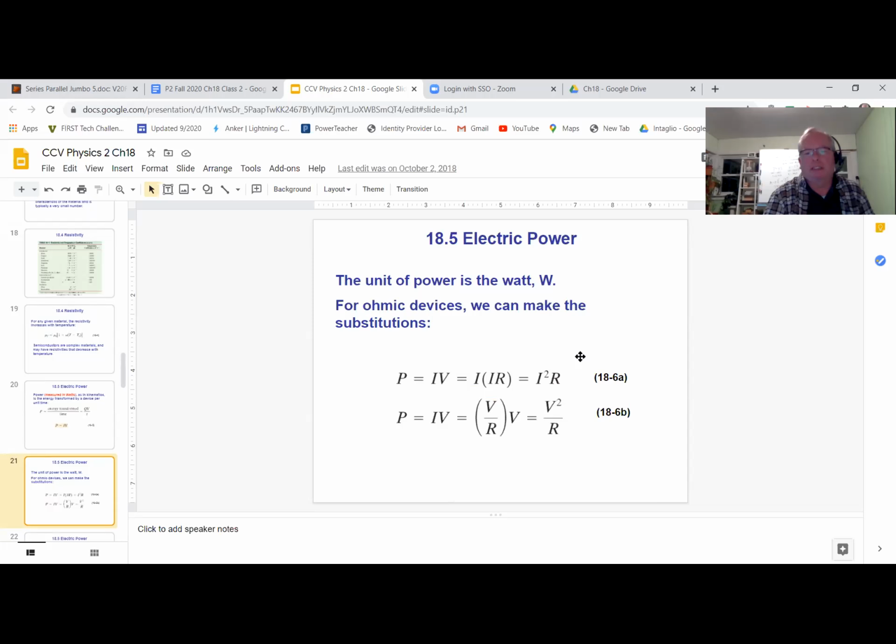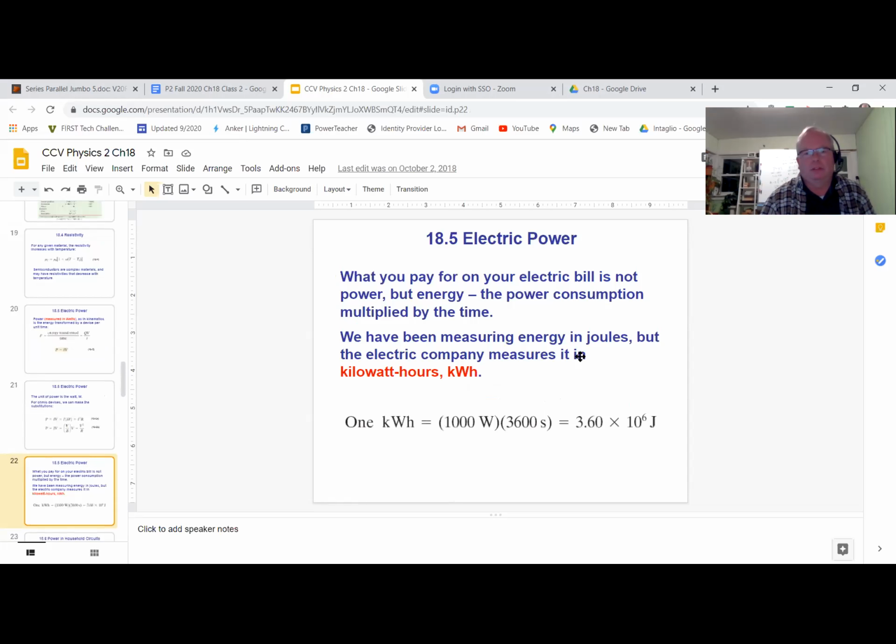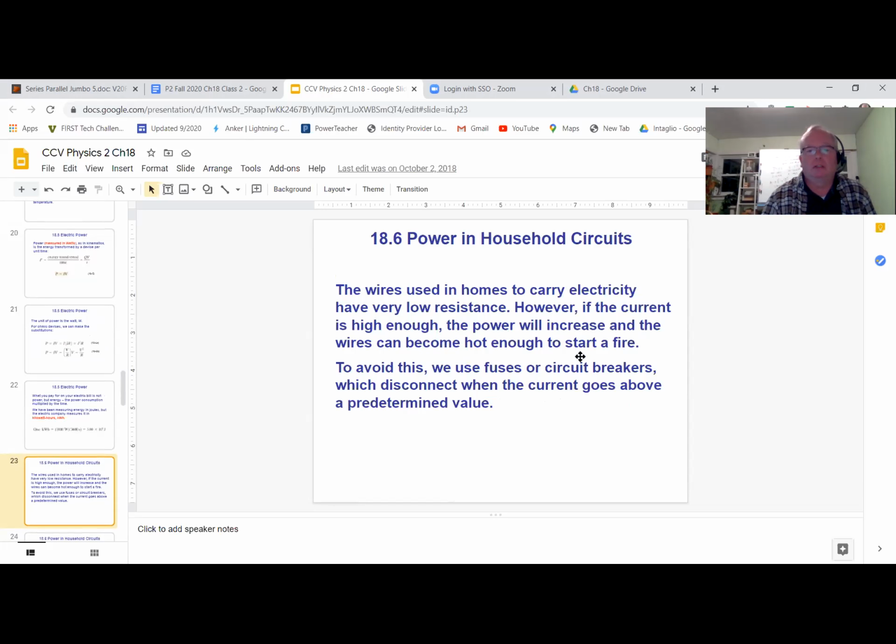We can also rearrange this a little bit. And so we can make substitutions so that if we just know I and R, we can find power. Or if we just know V and R, we can find power. And so this would be the power that's dissipated when we send current through different devices. And of course, we've already talked about the kilowatt hour too. That's the unit that you buy energy in from our electrical utility.